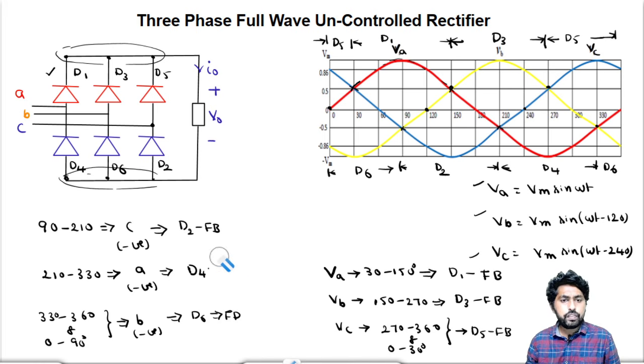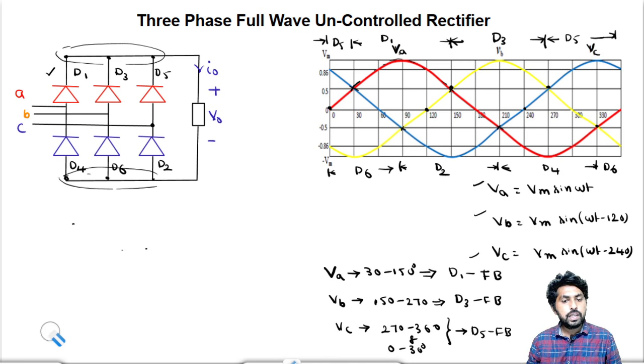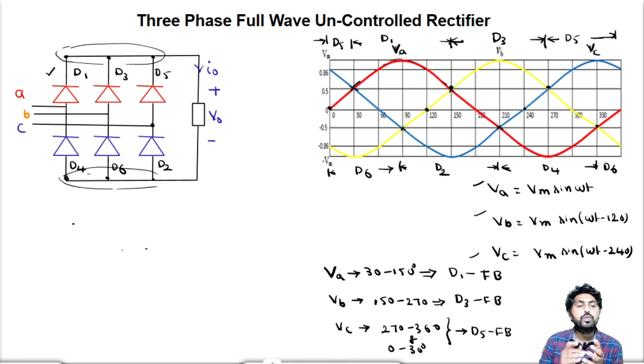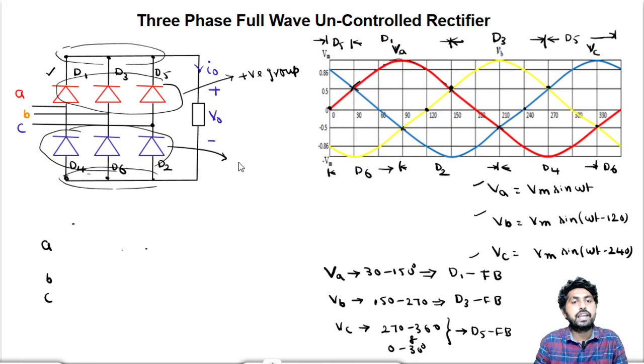Now let me simplify this circuit. How can I simplify this circuit? To find the output voltage, I will simplify this circuit into the simplest manner. If you observe A, B and C, because of the maximum positive voltage, these three devices will be forward bias, so these three devices will be called the positive group, and the bottom devices are called the negative group, because only with the maximum negative voltage will they get forward bias.